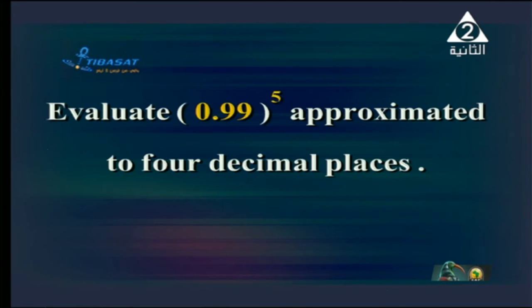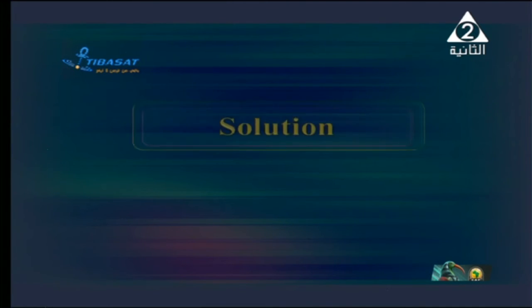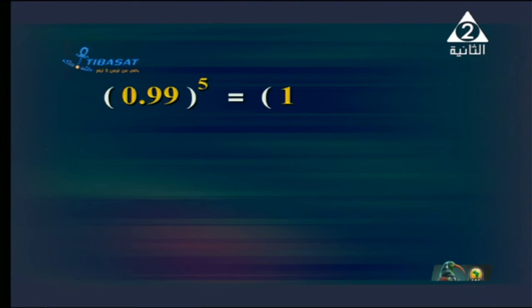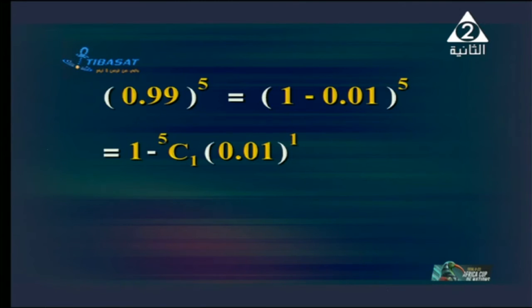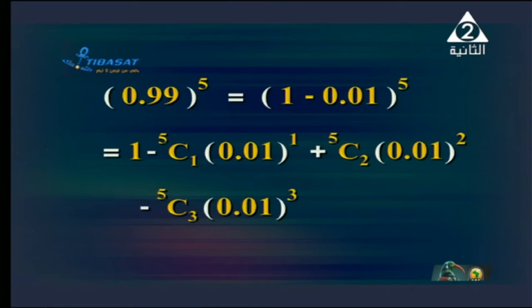Evaluate, my dear student, 0.99 to the power 5 approximated to 4 decimal places. My dear student, 0.99 equals what? 1 minus 0.01. Look at the solution. 0.99^5 is (1 minus 0.01)^5. By using the binomial theorem, 1^5 minus 5C1 times 0.01^1 plus 5C2 times 0.01^2 minus 5C3 times 0.01^3 plus and so on.